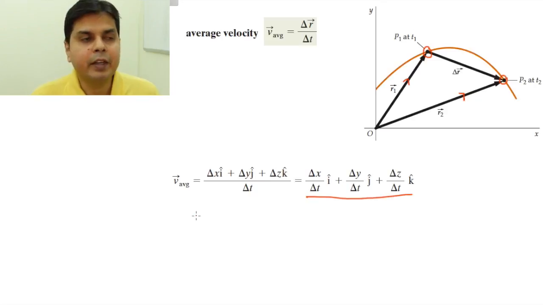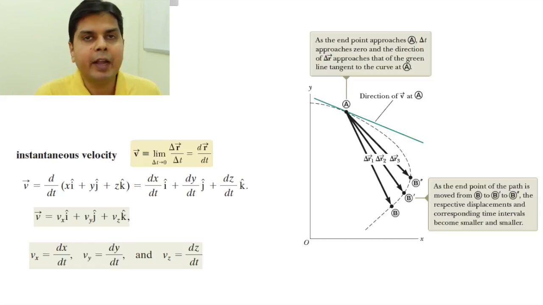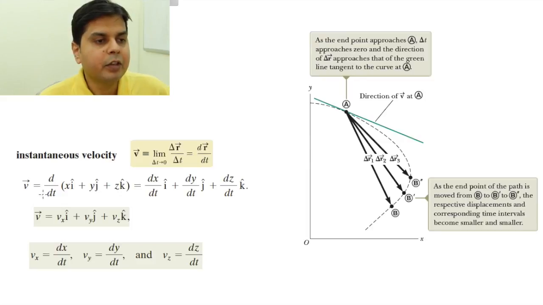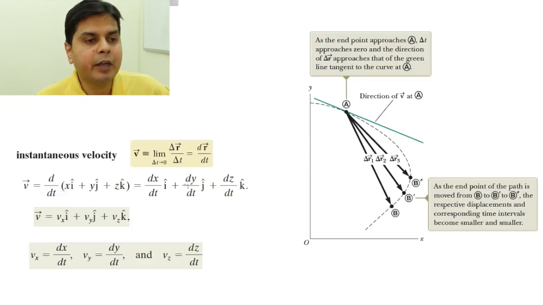So this will be the expression for average velocity. Now in order to find the instantaneous velocity, we will take the limit of this average velocity as delta t tends to 0. So instantaneous velocity is defined as limit delta t tends to 0 of delta r by delta t, which is equal to dr by dt. Now when you do dr by dt, your r is xi plus yj plus zk, this vector. So when you differentiate, you will get dx by dt i plus dy by dt j plus dz by dt k. So this will become v is equal to vx i plus vy j plus vz k, where vx is equal to dx by dt, vy is equal to dy by dt, and vz is equal to dz by dt.